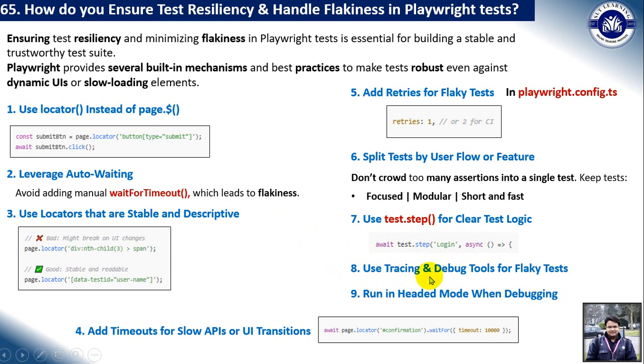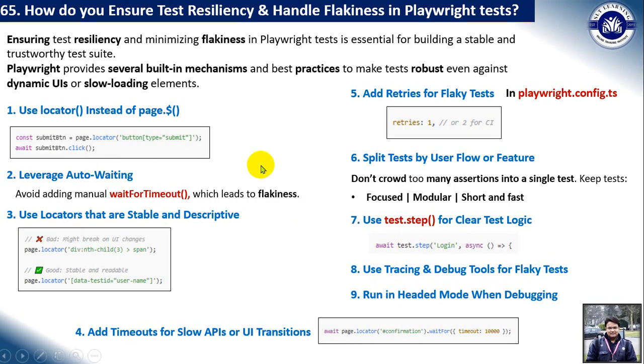Always use the tracing and debugging tools for the flaky test cases, which are frequently failing. Try to debug them in the right way. Run in headed mode when debugging is going on. So always run in headed mode so you can see the browser and you can see, line by line, what exactly action is happening in the inspector or the debug mode, and what exactly is happening on the UI side. Okay.